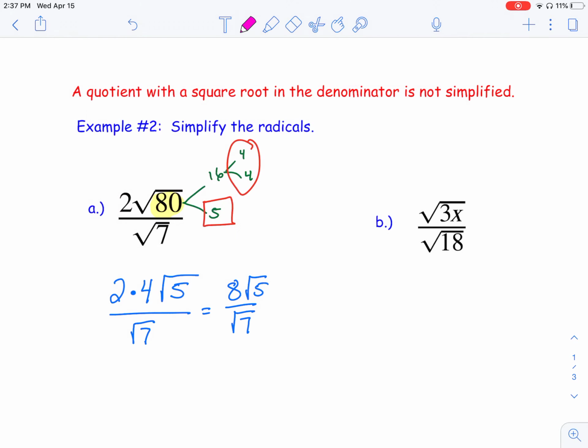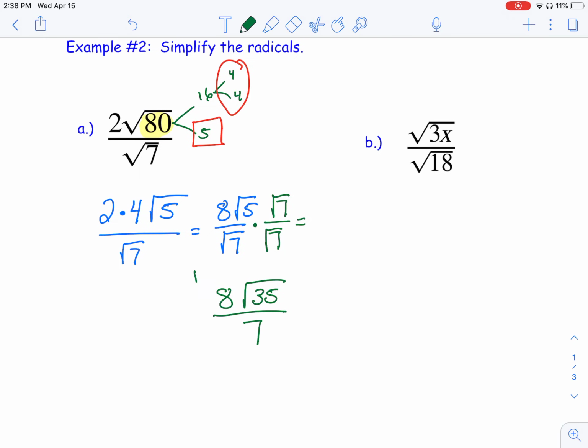Now I need to rationalize. I need to get rid of the radical 7 on the bottom. So I multiply times radical 7 over radical 7, which is the same thing as multiplying times 1. On the top, I'm going to get 8 times radical 35. That comes from the 7 times the 5. On the bottom, radical 7 times radical 7 is radical 49, which is really just 7. I am now completely simplified because radical 35 cannot be simplified any further.